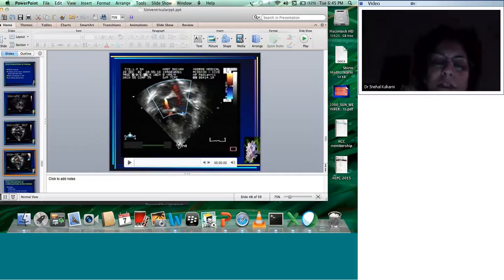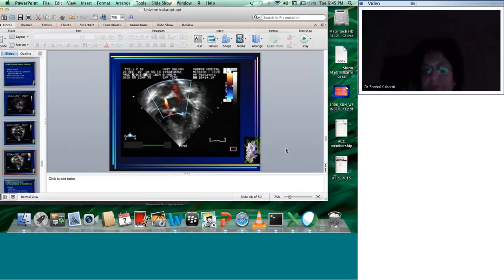And this is a view. This is a 4-chamber view. You have a single ventricle, and this is the short axis of the conduit, and you can see this fenestration in the conduit.